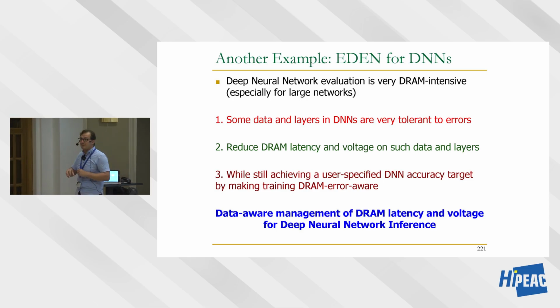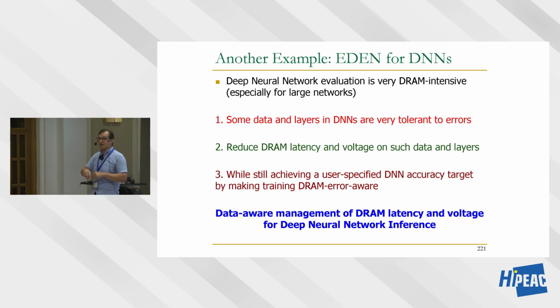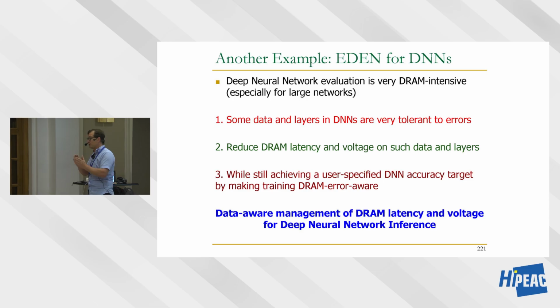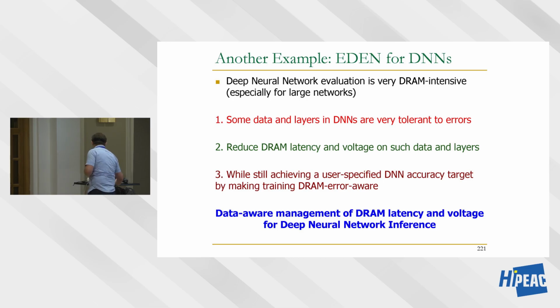And it turns out some data and layers in a neural network are very tolerant to errors. The idea here is to map such data and layers to low energy and low latency DRAM, which may have more errors. Basically DRAM with a higher error rate, potentially, but it has low energy and low latency. And you get a higher error rate because you reduce the latency and reduce the energy significantly. Energy means voltage, for example. The goal is to still achieve a reasonable accuracy level. And with DNN training, you can actually achieve this over time, by making it DRAM aware. So this is an example of data aware management of DRAM latency and voltage for deep neural network inference.